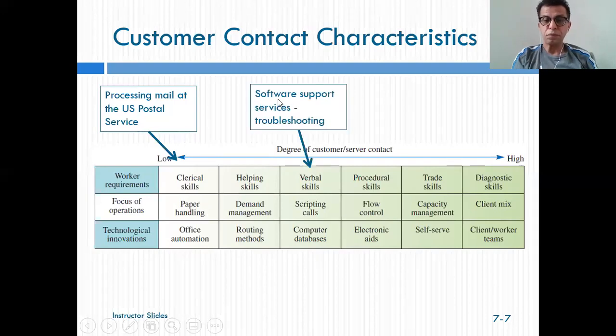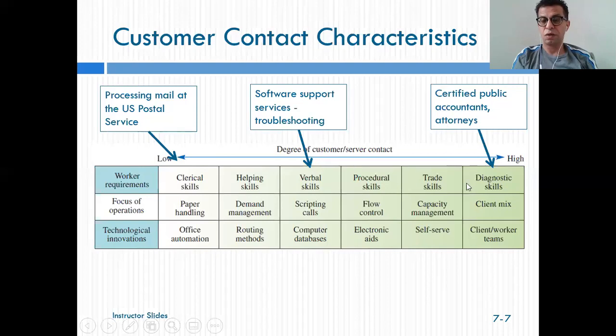So processing mail at the US Postal Service is very similar to what you're looking at. For software support service, troubleshooting, you need somebody with verbal skills, scripting calls, and a computer database. And here, for the certified, you need somebody like a certified accountant or a doctor or attorney. You need somebody with diagnostic skills, client mix, and client worker teams.